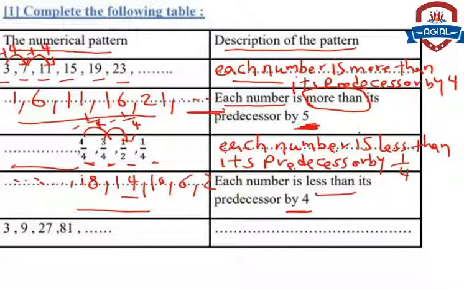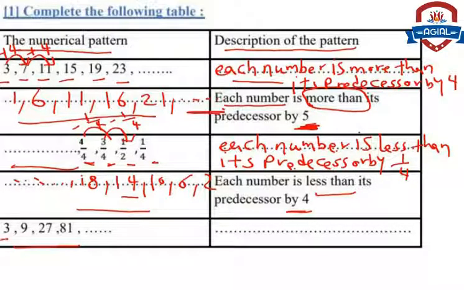And we have here 3, then we have 9, 27, 81, and so on. And we need the description of this pattern. So let's find out how to get the description of this pattern.